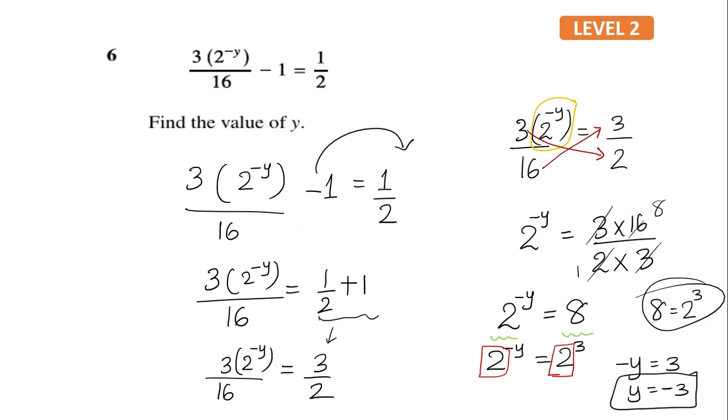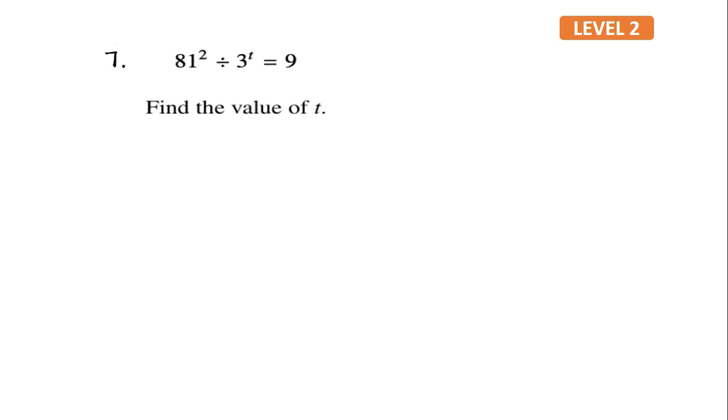So my final answer is y equals negative 3. Question 7, to find the value of t. 81 squared divided by 3 to the power t is equal to 9. I'll show you two methods.